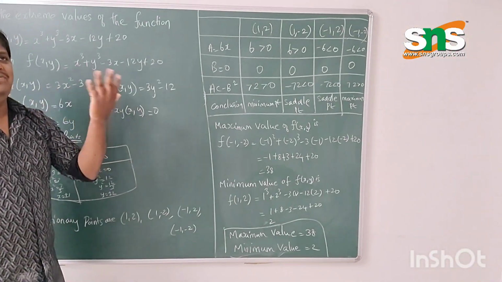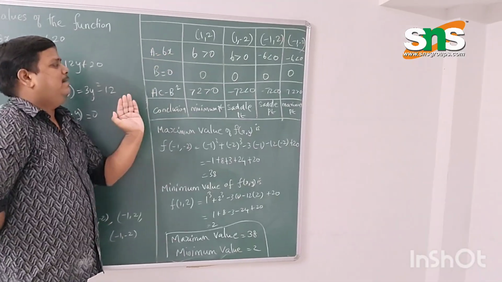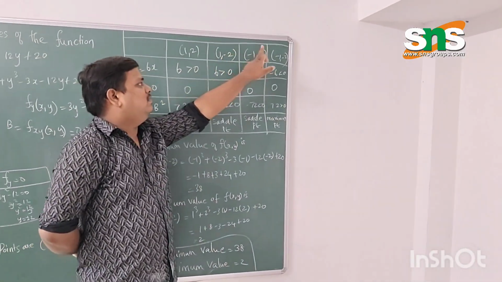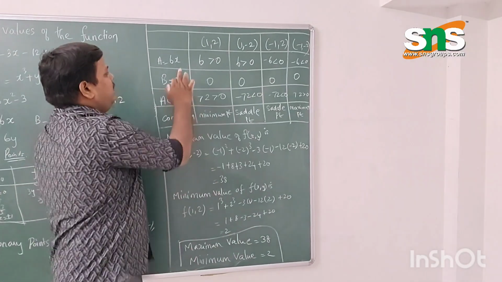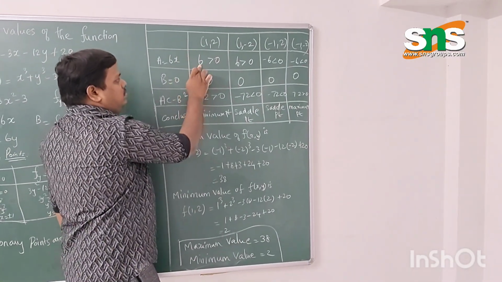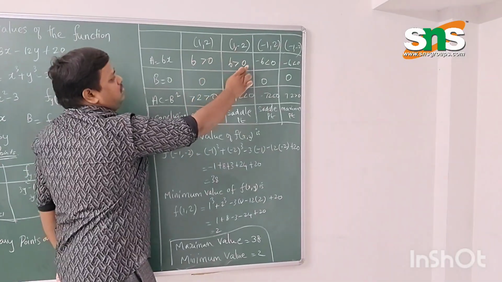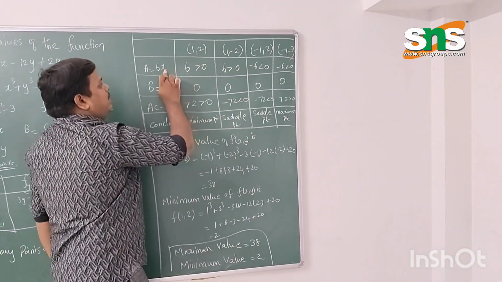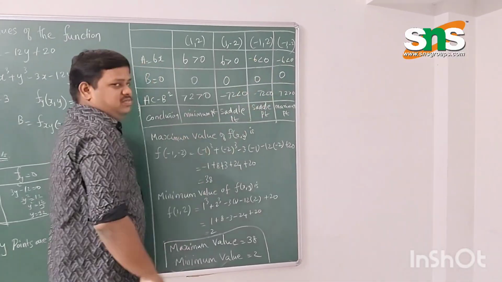Next we have to find the local minimum and maximum. We create a table and write the 4 critical stationary points. First a is equal to 6x. Applying x value 1, 6 into 1 is 6, which is greater than 0. Next, 6 into 1 is also greater than 0. 6 into minus 1 is minus 6, which is less than 0. This is also minus 6, less than 0.